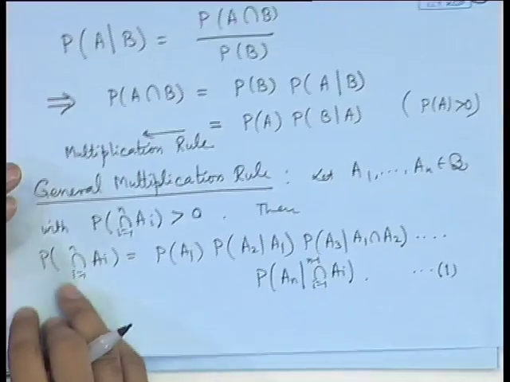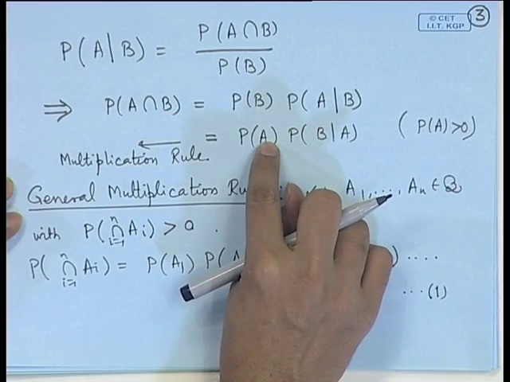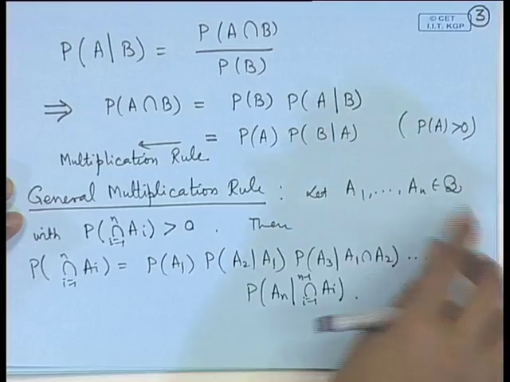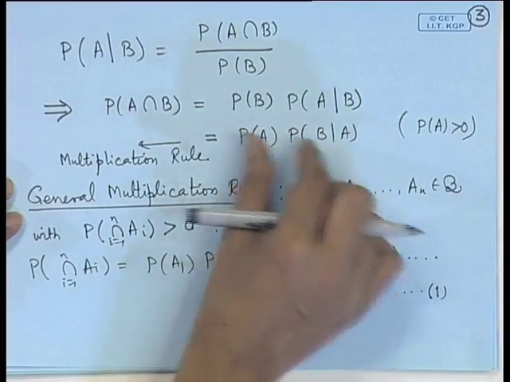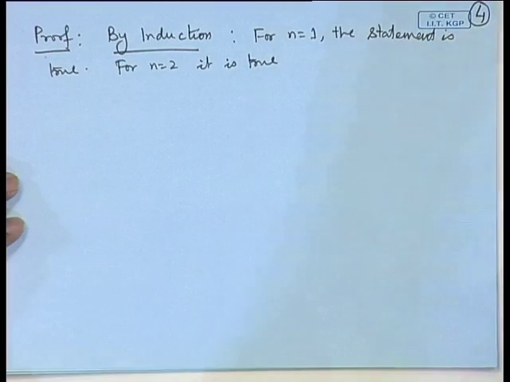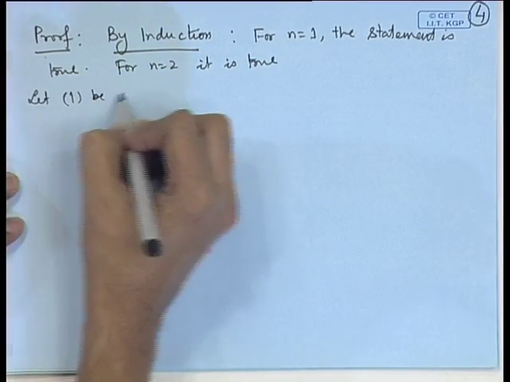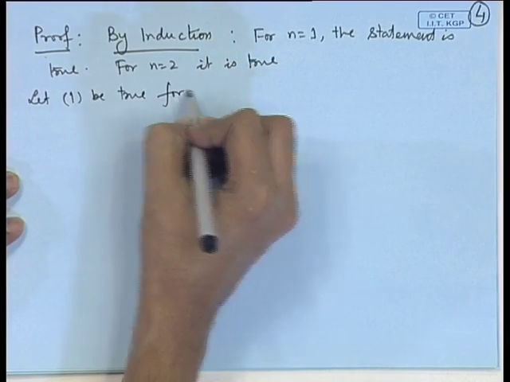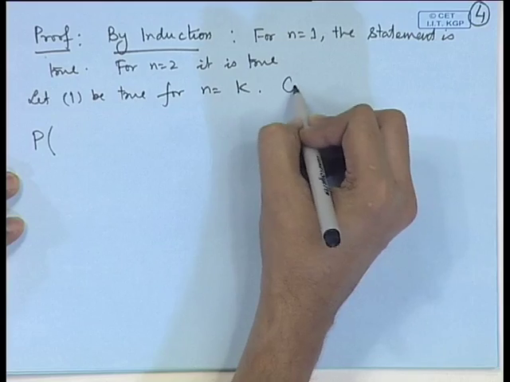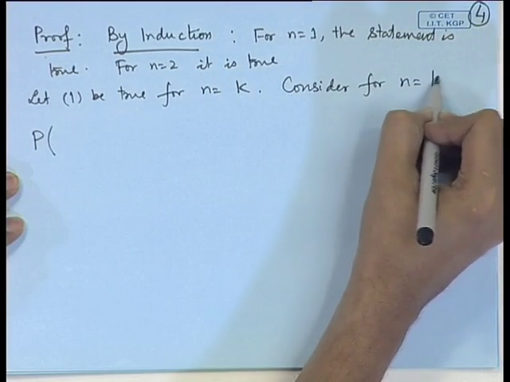For n is equal to 2, it is true, as we mentioned by the definition of the conditional probability, that probability of A1 intersection A2 will become equal to probability of A1 into probability of A2 given A1. Now, the statement for n is equal to 2 will be used for extending from k to k plus 1. So, let 1 be true for n is equal to k, and consider n is equal to k plus 1.